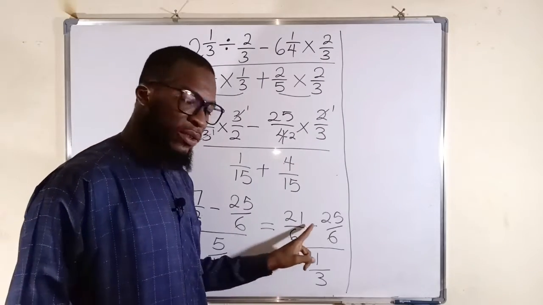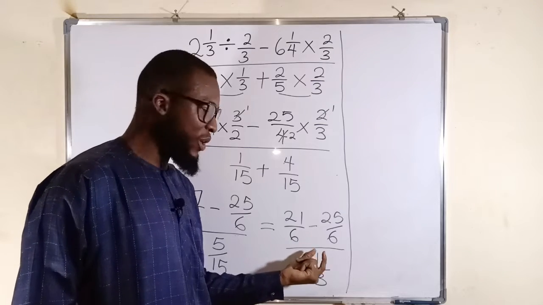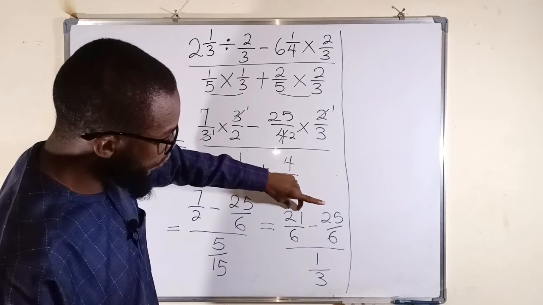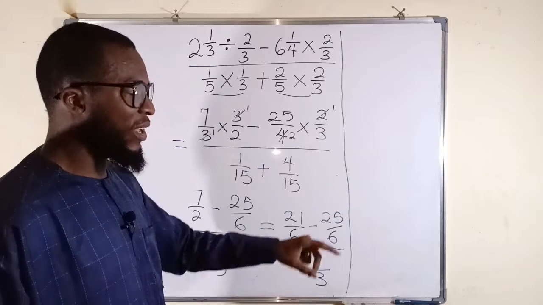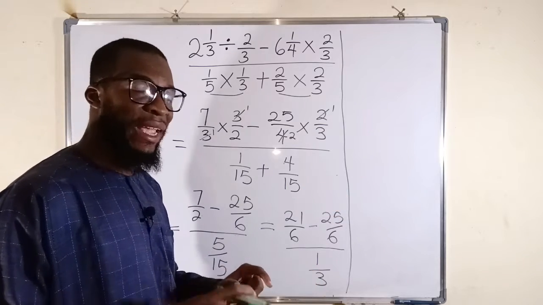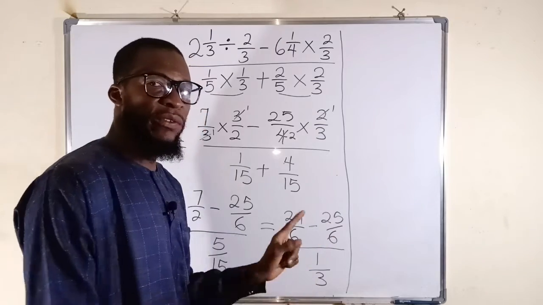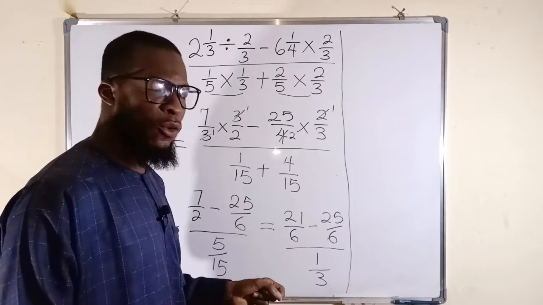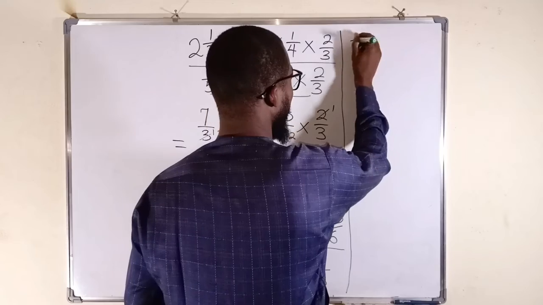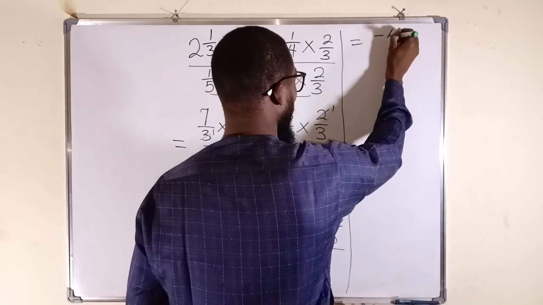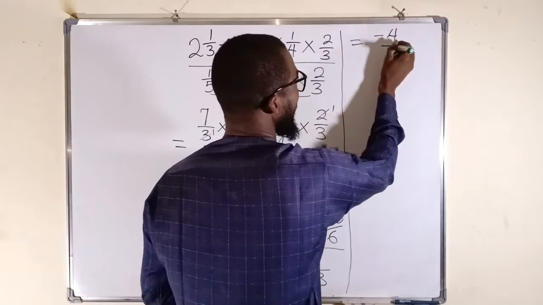So if you observe these fractions, they have equal denominators. So you can take 21 and subtract 25. You know, it is going to give us a negative number because 25 is greater than 21. So it's like saying 25 minus 21, which is 4, but you have to attach a negative sign. Negative 4 divided by 6.